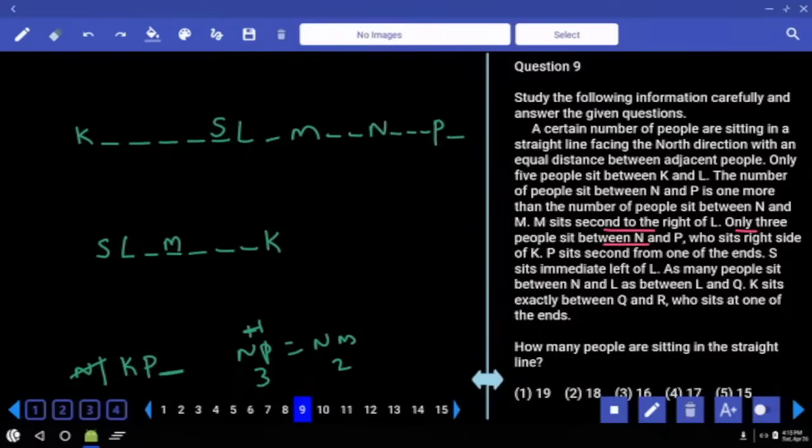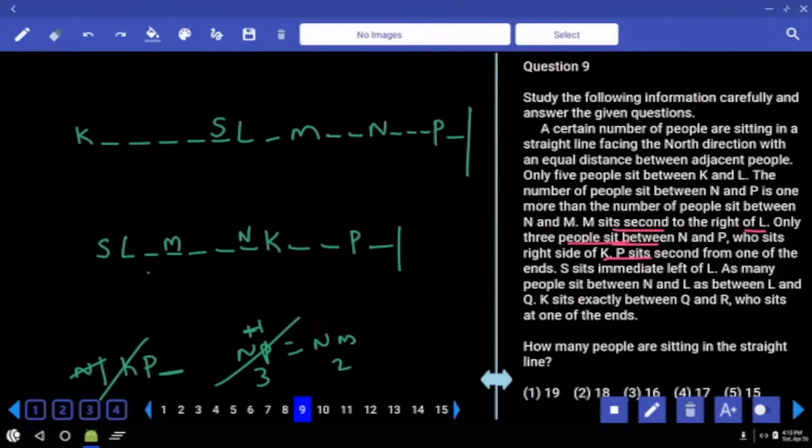P is here, K is here. And at the same time, N and M: 2 people between N and M, N is here. Now if N is here, then N and P, how many people? 3 people, 1, 2, 3 cannot be here, so 1, 2, 3, and P must be here. P is here, second from the extreme. And P is to the right hand side of K; in both cases that is valid. And P should be second from one of the extremes, this is closed. And S sits to the immediate left of L, done.